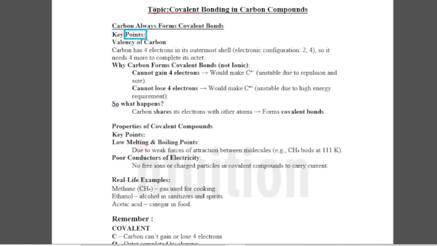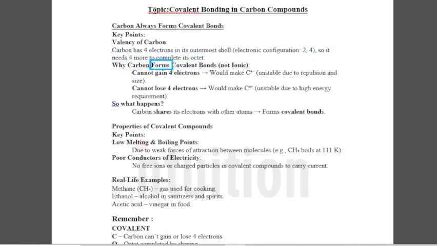Key points. Valency of carbon. Carbon has 4 electrons in its outermost shell. Electronic configuration 2, 4. So it needs 4 more to complete its octet.